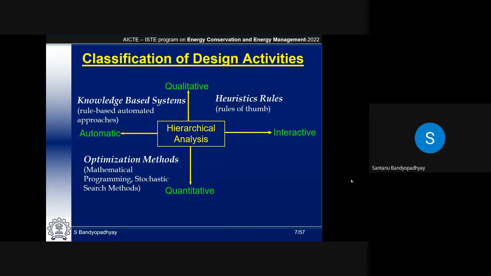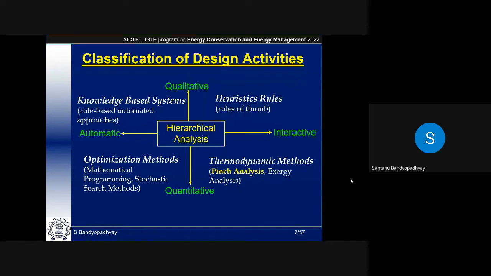The third one is extremely popular among all of us academicians: the optimization-based approach, where the computer will give you the solution and you use all the mathematical equations and models to describe your system. So mathematical programming, stochastic search models, and we can talk about many. The fourth quadrant is where you have an interactive decision-making process with mathematical models, like thermodynamic methods. So exergy analysis and pinch analysis are just some of them.